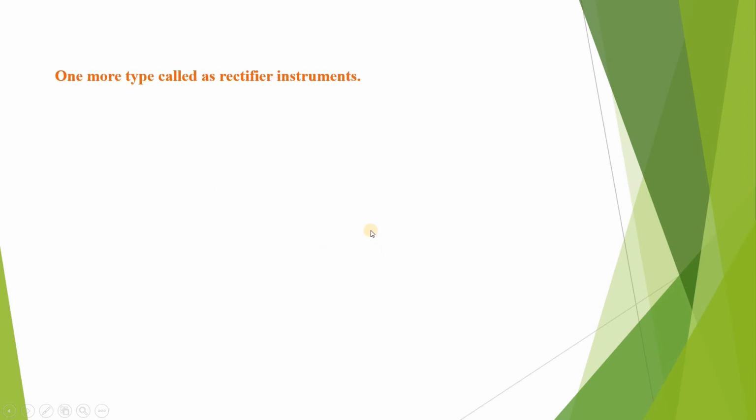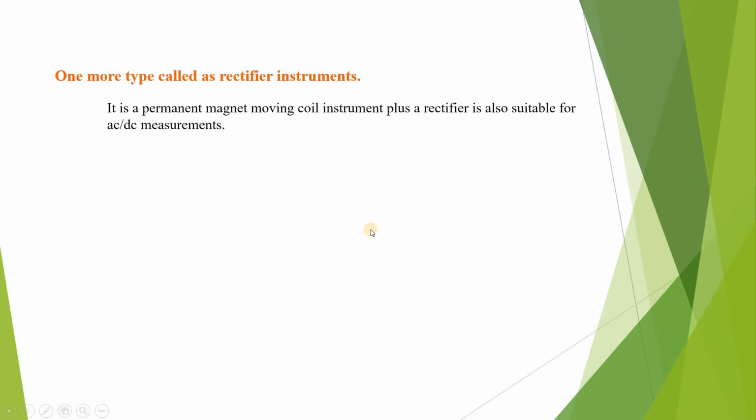One more type is called the rectifier instrument. That instrument is a permanent magnet moving coil instrument plus a rectifier, and is also suitable for AC or DC measurements. A permanent magnet moving coil instrument is purely for DC measurements, and that is PMMC plus rectifier. Rectifier means a device used to convert AC to DC. So the combination of these two is called a rectifier instrument, and it is suitable for measurement of both AC and DC.